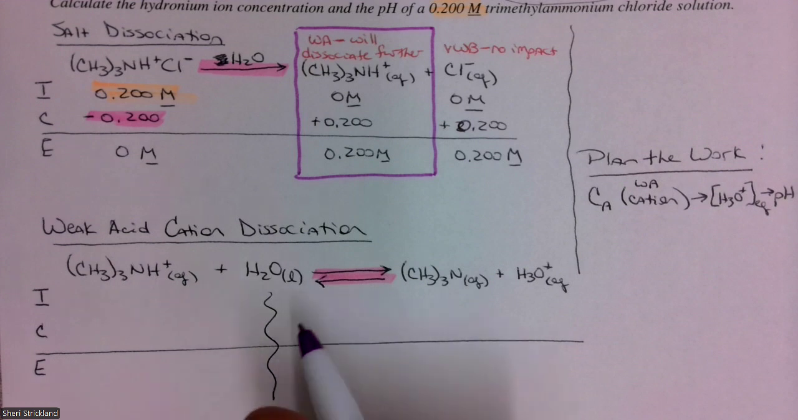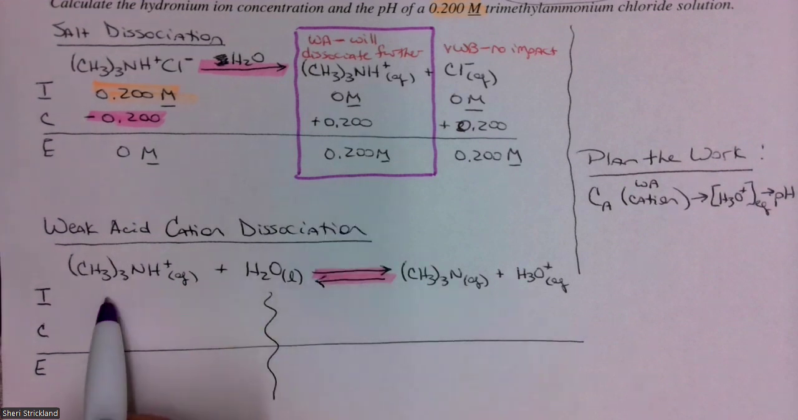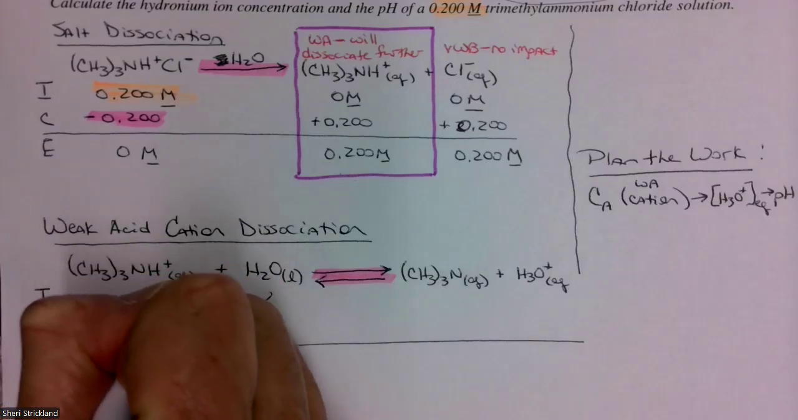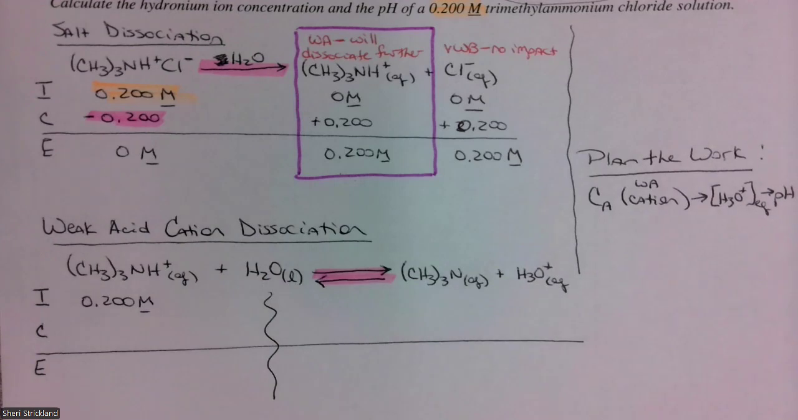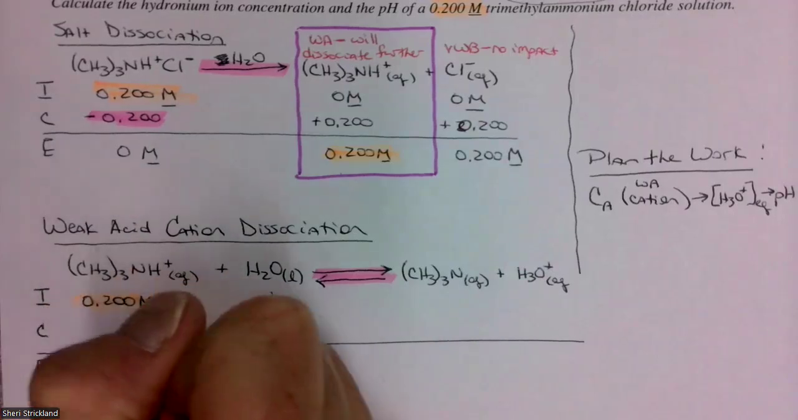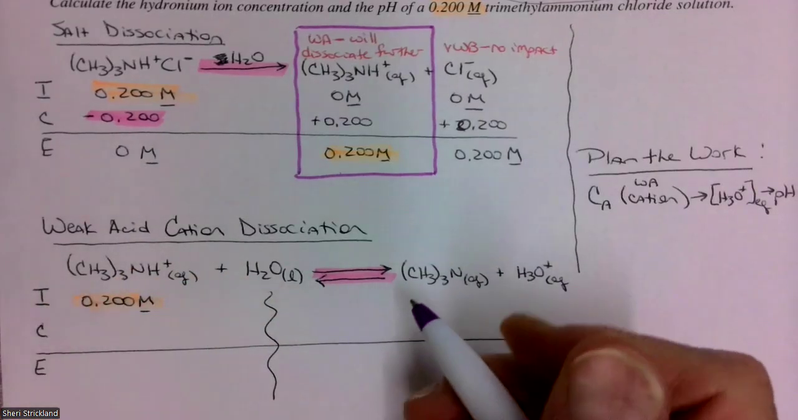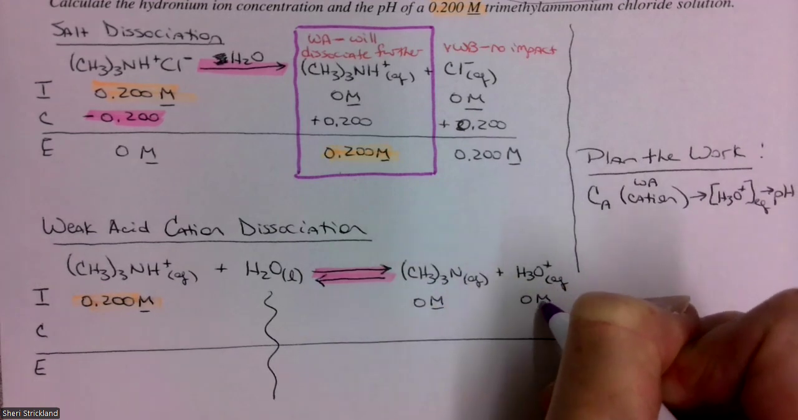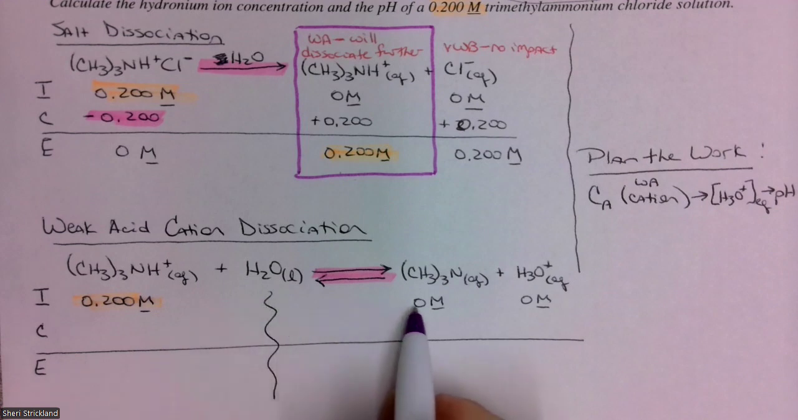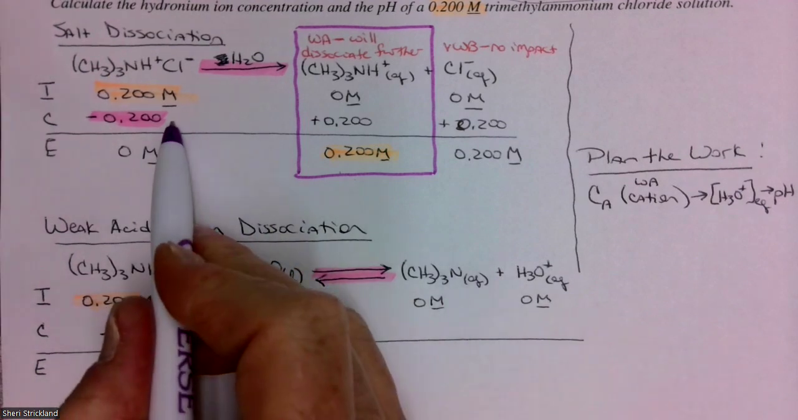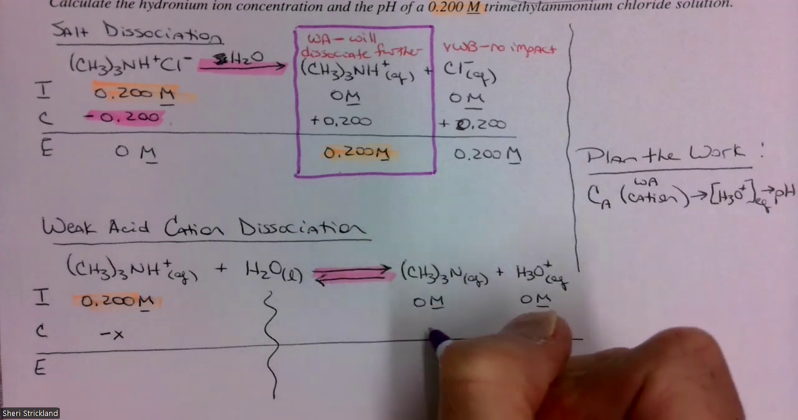All right, welcome back. So you know that the initial concentration of this cation is the same as the analytical concentration of the salt to begin with, right? It went from here to here, and now we're to here. And we know that at the very beginning, before any reaction happens between this cation and the water, there are none of these. But because this is the double arrow, it's only going to partly dissociate. It's not going to 100% dissociate like it did up here.